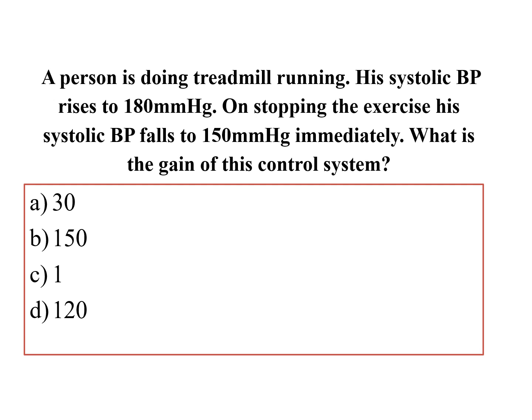So this is the same example which we have seen in the gain. A person is doing treadmill running. His systolic BP rises to 180 millimeters of mercury. On stopping the exercise, his systolic BP falls to 150 millimeters of mercury immediately. What is the gain of this control system? So we said correction is 30 millimeters of mercury and the error is 30 millimeters of mercury. So the gain here is 1. So that is the gain.